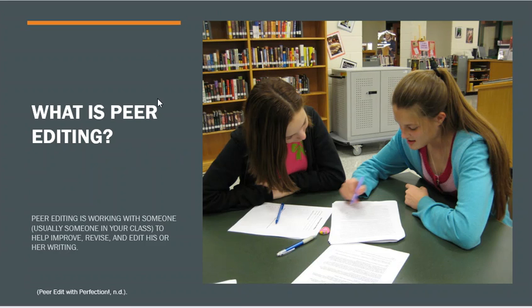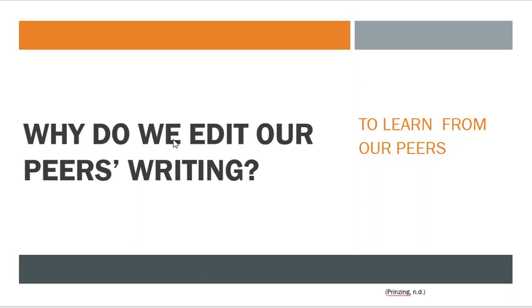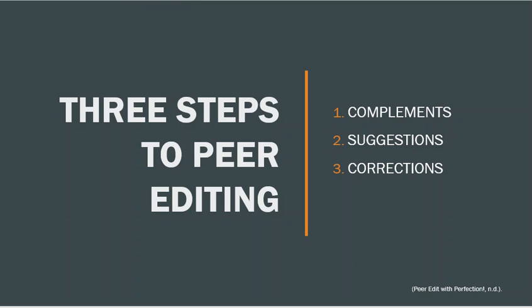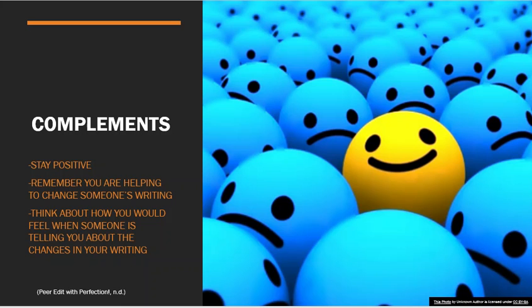What is peer editing? Peer editing is working with someone to help improve, revise, and edit his or her writing. Why do we edit our peers' writing? To learn from our peers. There are 3 steps to peer editing. Number 1, compliments. Number 2, suggestions. And 3, corrections. When we use compliments, stay positive.